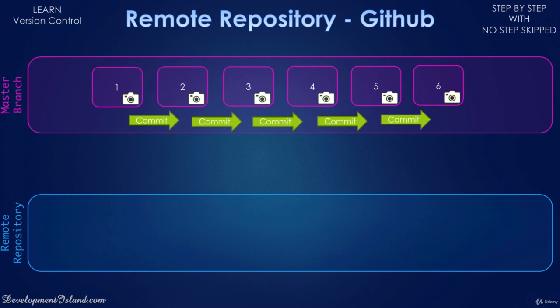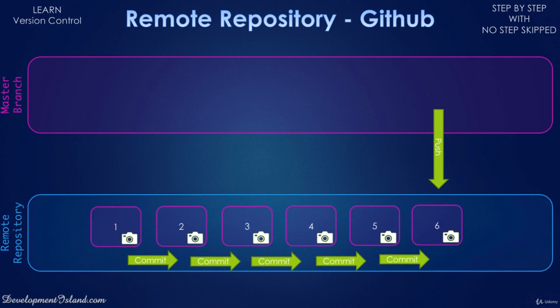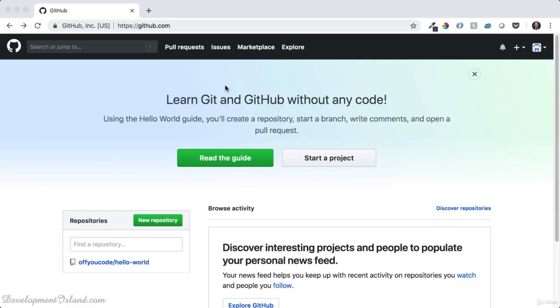So GitHub comes with all these features and many other ones. So you can push your code or your repository to the GitHub server just like this. And you will have a remote repository which is hosted in GitHub. So let's head to the GitHub website and understand how this works.